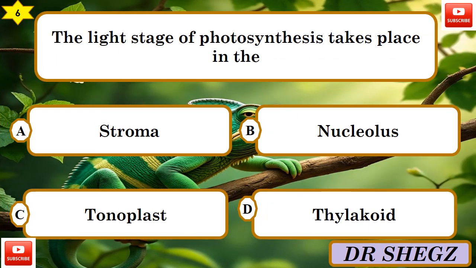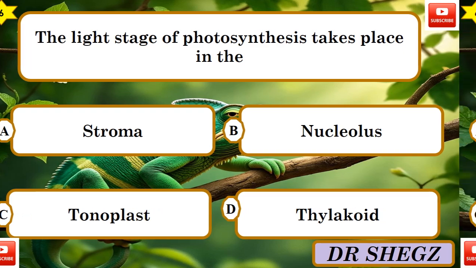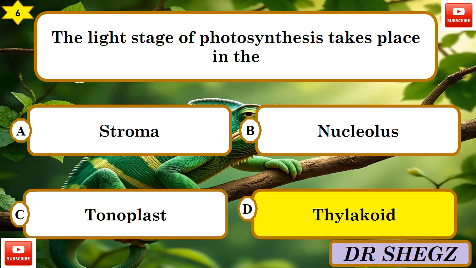The light stage of photosynthesis takes place in the thylakoid.